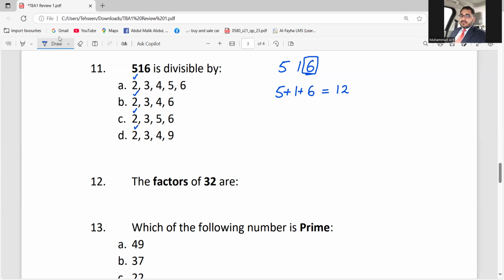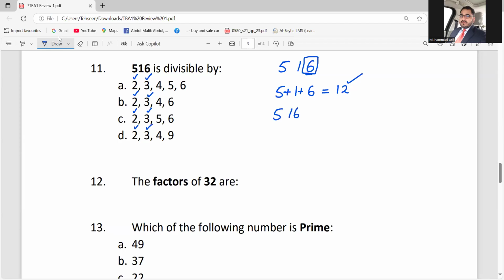If you are thinking this 12 is a big number, again you can add these 2 digits and check. As 2 plus 1 is 3, and 3 is again divisible by 3. Like this also you can check. But as 12 is divisible by 3, it means for 3, yes. This is divisible by 3.